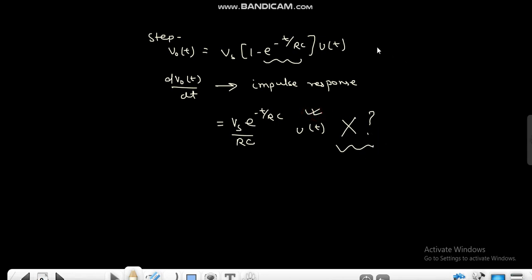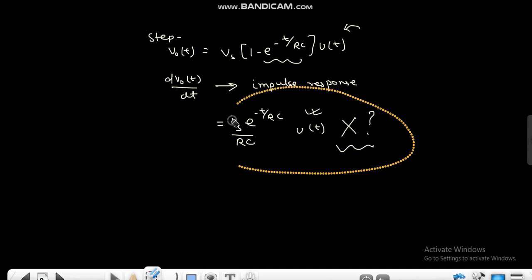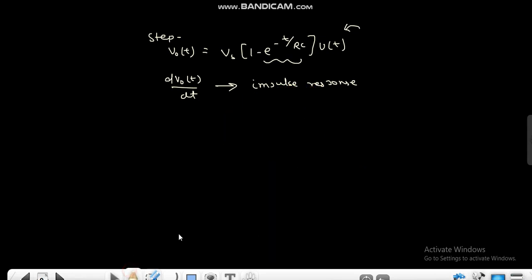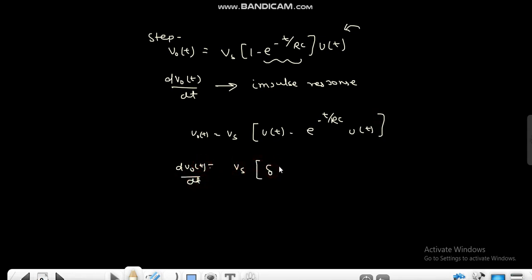You can't differentiate any function like this. See, there is ut as well, so you can't differentiate it like this and simply apply ut after differentiating. That's not the correct way of differentiating. So how will you differentiate it? First write v naught t as Vs into ut minus e to the power minus t upon Rc into ut. Now differentiating it will be Vs. Differentiation of ut is delta t.